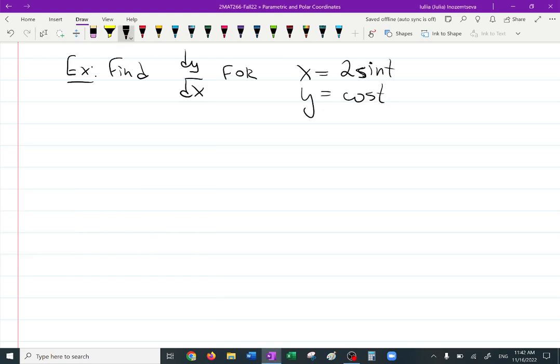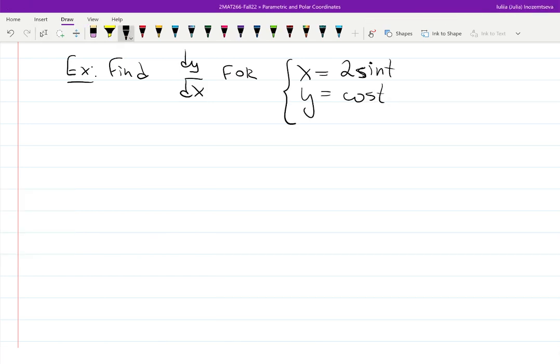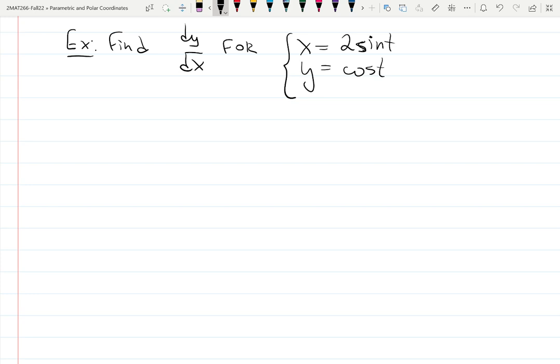Find the derivative dy/dx, where x is 2 sine t and y is cosine t. Solution. The formula is the most important thing. You first start by differentiating the second equation.